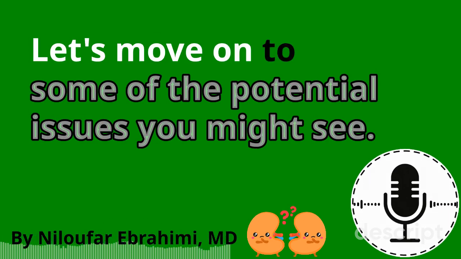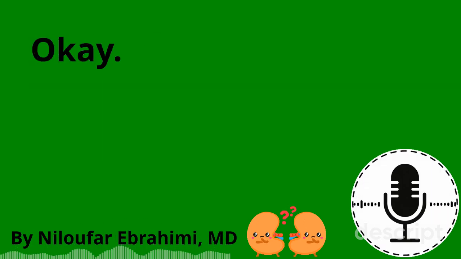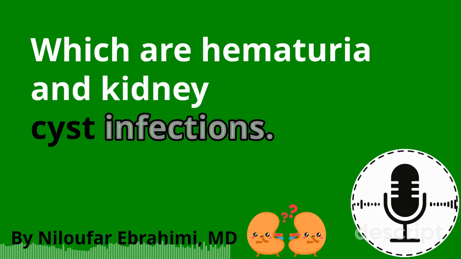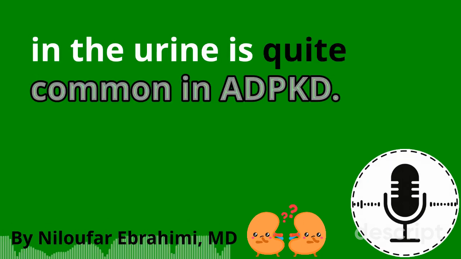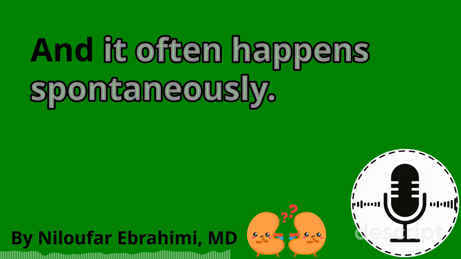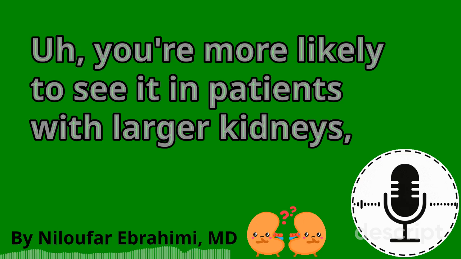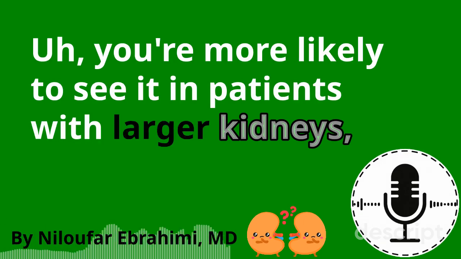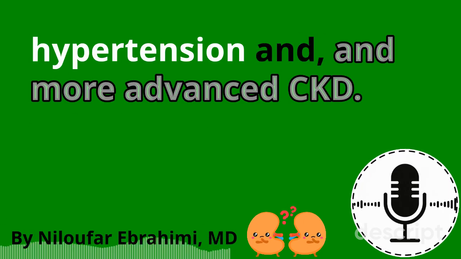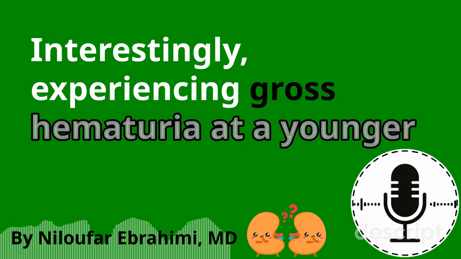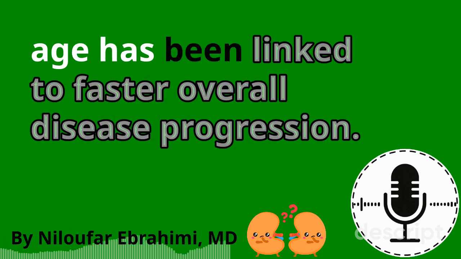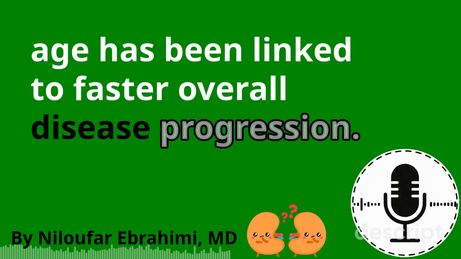Let's move on to some other potential issues you might see, which are hematuria and kidney cyst infections. Okay. So hematuria or blood in the urine is quite common in ADPKD. And often happens spontaneously. Exactly. You're more likely to see it in patients with larger kidneys, hypertension, and more advanced CKD. Interestingly, experiencing gross hematuria at a younger age has been linked to faster overall disease progression.